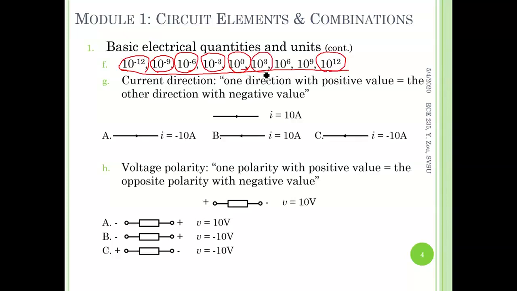Next, kilo, uppercase K as prefix. Then mega, uppercase M. And then 10 to the positive 9 is giga, uppercase G. Last one, 10 to the positive 12 is tera, capital letter T as prefix. Of course, there are more prefixes in SI units. However, these should be enough to cover everything we could possibly come across in future electrical quantities.